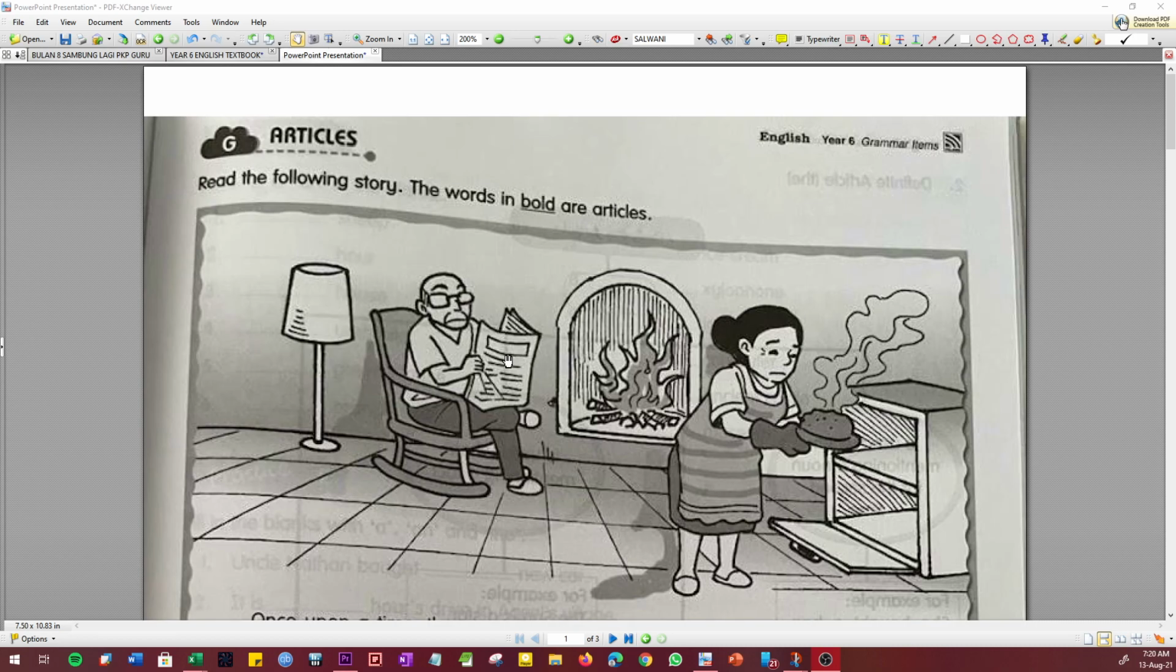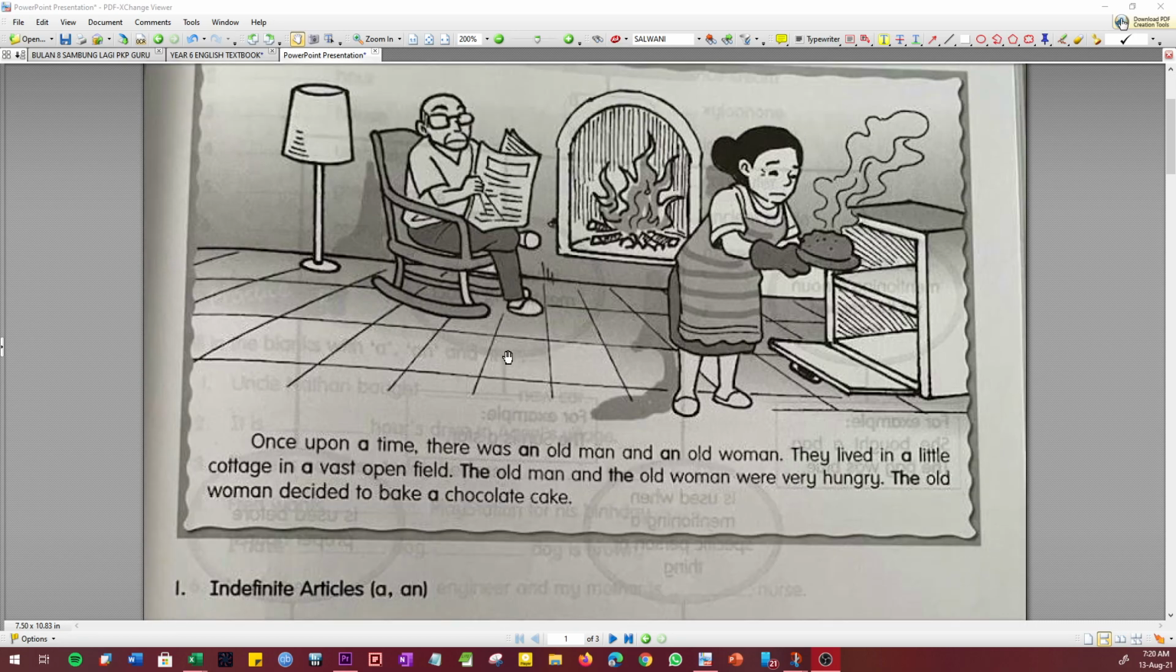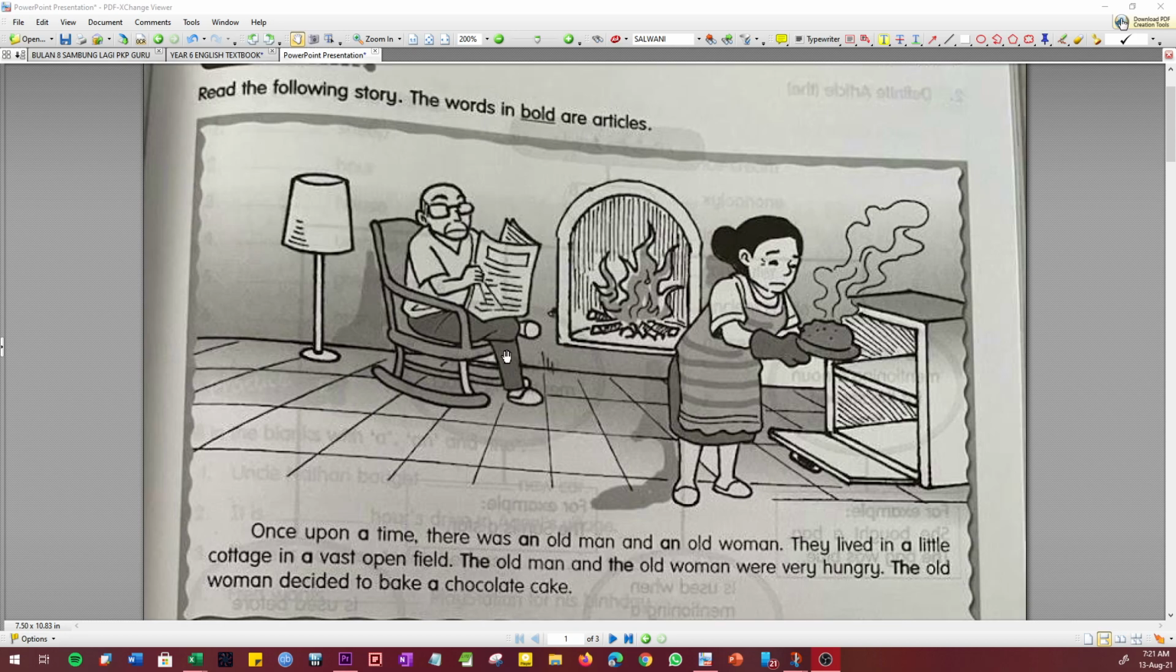Read the following story. The words in bold are articles. Once upon a time, there was an old man and old woman. They lived in a little cottage in a vast open field. The old man and the old woman were very hungry. The old woman decided to bake a chocolate cake. So if you notice from here, the articles are the bolded words.